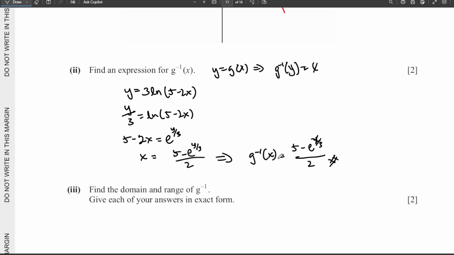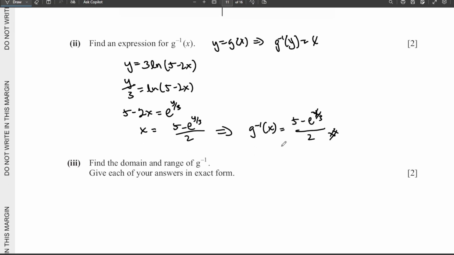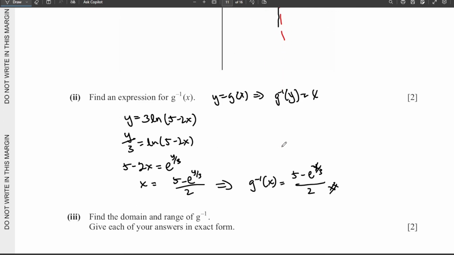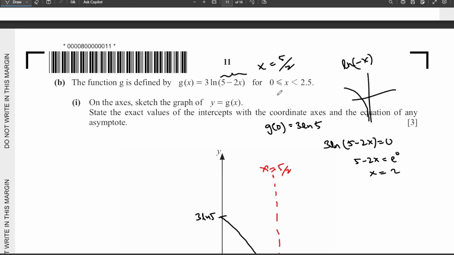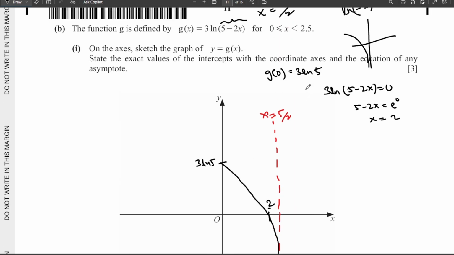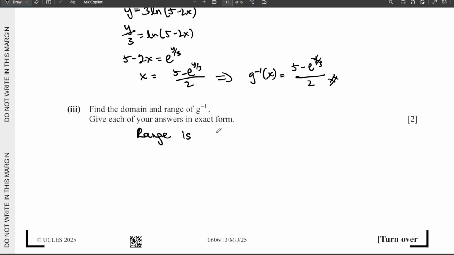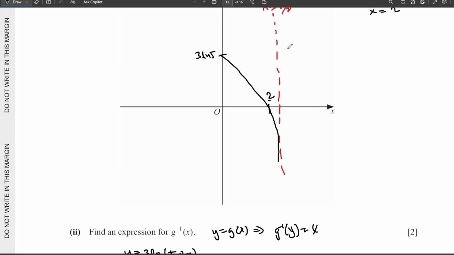Okay, so this will be the inverse, and now we want to find the domain and range of g inverse. The domain of an inverse will be the range of the original function, and the range of the inverse will be the domain of the original function. So we know the domain of the original function, so we just write the range first. Range of g inverse is the domain of the original, so the range of g inverse is 0 inclusive, and 5/2 non-inclusive.